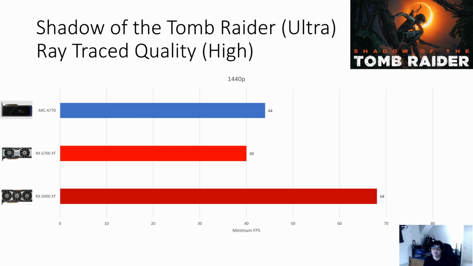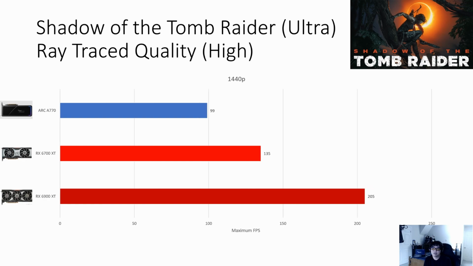If we look at the minimums, this is pretty interesting. So here ARC's minimums were higher at 44 over 40 on the 6700 XT. So it is interesting to see, like ray tracing. I did notice that ray tracing does cause you to get some pretty bad minimums, some pretty bad frame spikes at certain points when you're benchmarking. So that's just something that's an interesting observation for this title.